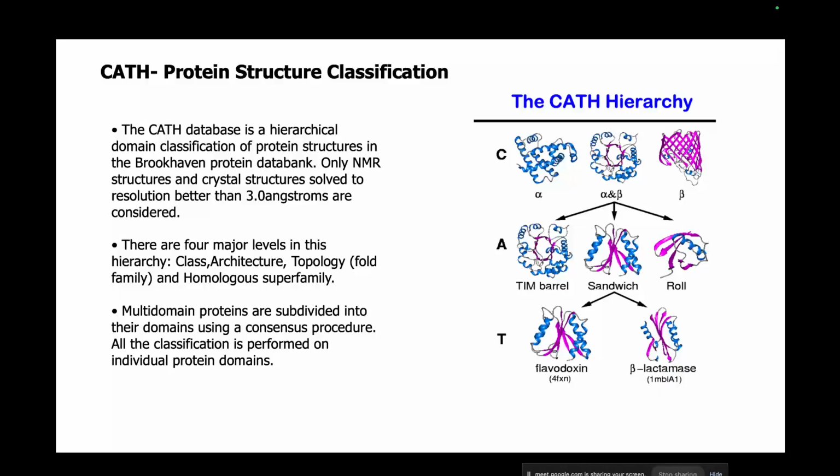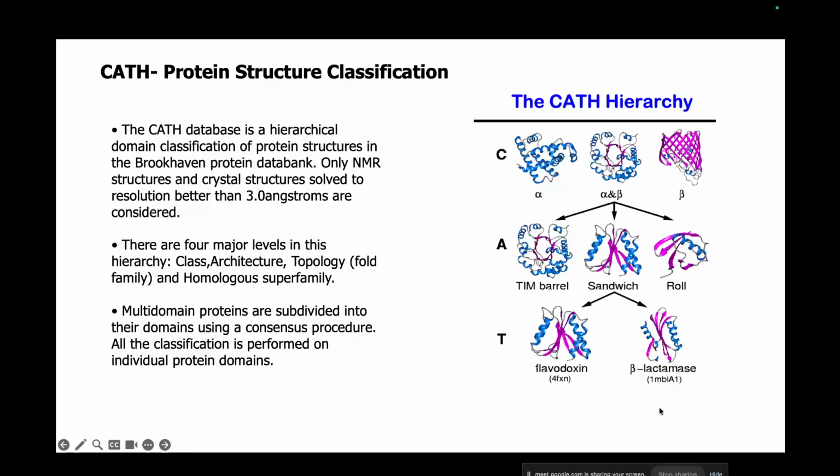Another classification method is CATH. In this case, it's a hierarchical domain classification of protein structures in the Brookhaven protein data bank. Only NMR structures and crystal structures solved to a resolution better than 3 angstroms are considered. So these are like the best possible structures that are available. And here there are 4 major levels of hierarchy. You have class, you have architecture, you have topology, which is the fold family, and then you have homologous superfamily.